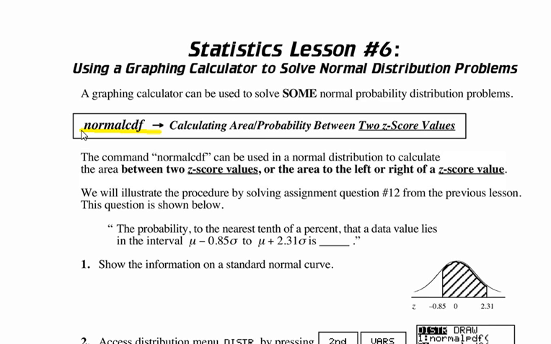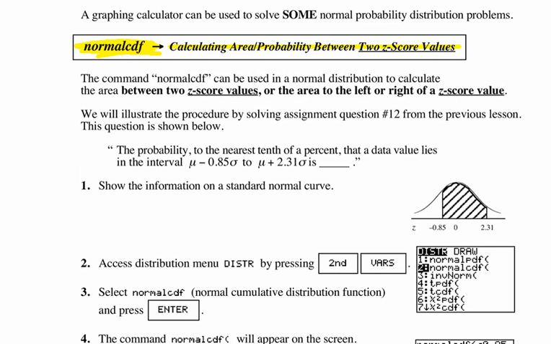So we're going to find Normal CDF in our calculator, and we use it whenever we're calculating area between two z-scores. Normal CDF can be used in a normal distribution to calculate the area between two z-scores, or the area to the left or right of a z-score value.